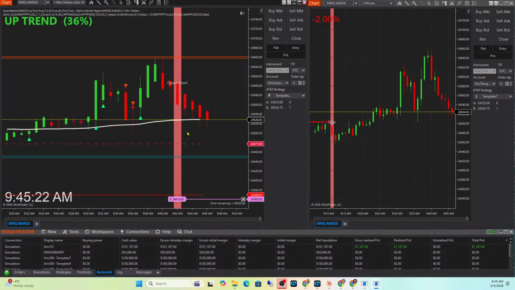Yeah, so template 7 is from like 5:30 Eastern, yes. Yeah, but it didn't take trades today. In the morning, it didn't take any.